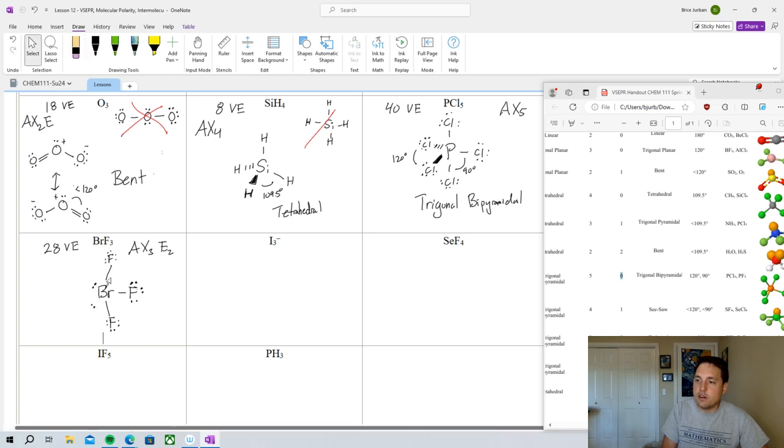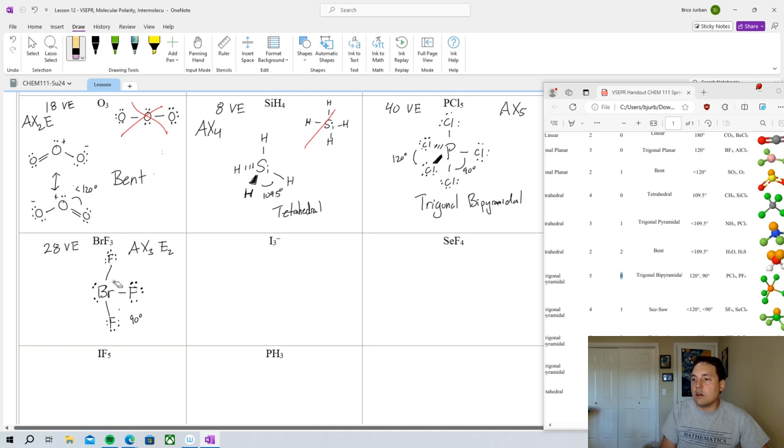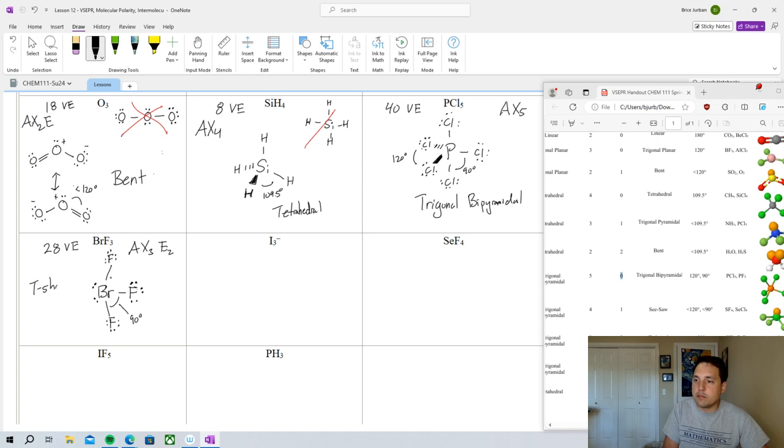So VSEPR is very, very handy. Instead of having to solve a whole bunch of complicated mathematical equations, we can just make use of these arguments here from geometry. And they align really well with the observations, and this is why everyone uses this method. All right, so what am I doing here? This is called T-shaped, my favorite geometry. It's not quite T-shaped, it's a little bent. It's less than 90.